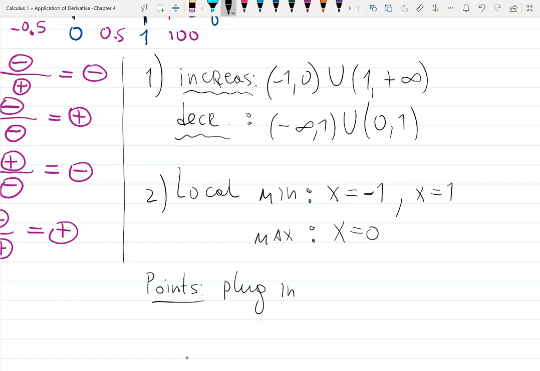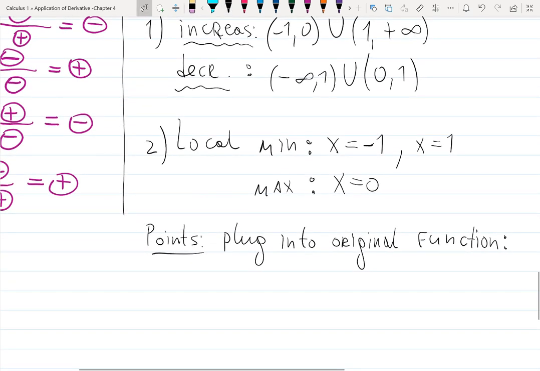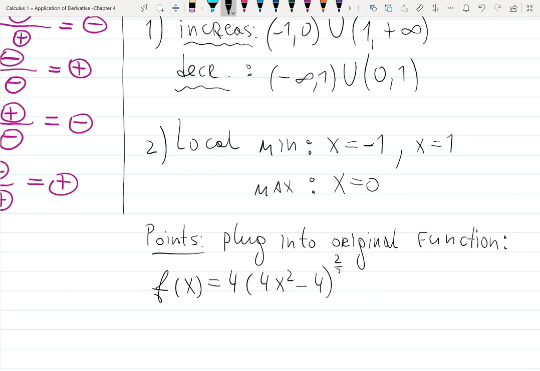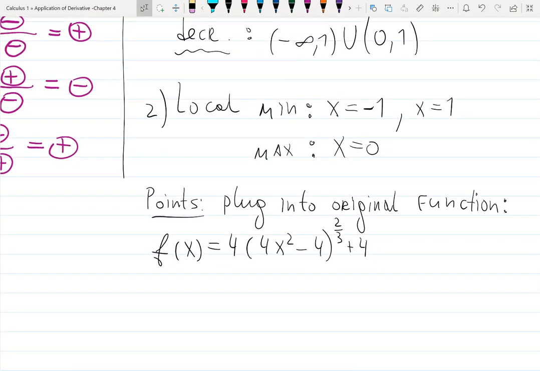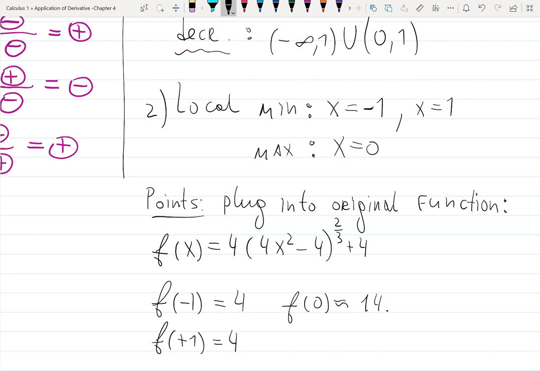Plug all those values you just found into the original function to find outputs, or basically how high my outputs are. The original function is (4x squared minus 4) raised to the 2/3 plus 4. Well, f of -1 is 4, f of +1 is 4, f at 0 is approximately 1408.